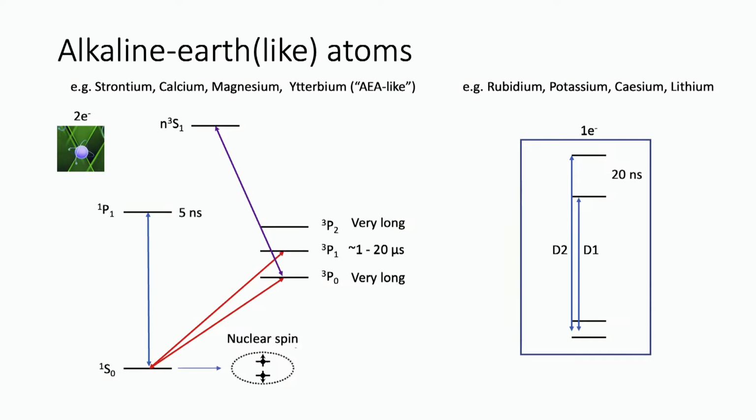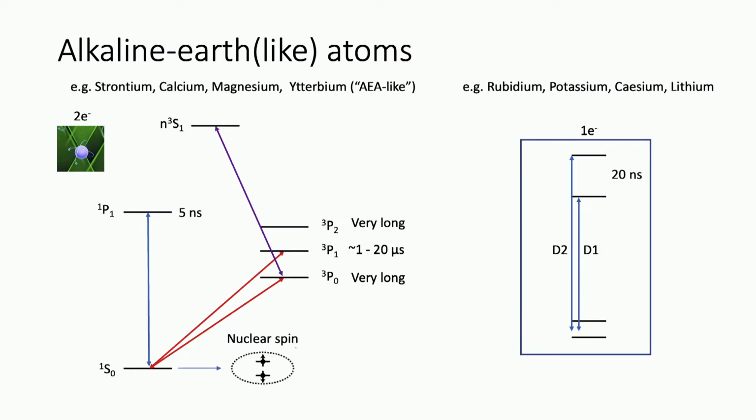Importantly, also, the excited states in the alkaline earths, the low-lying excited states, have a range of different lifetimes and associated transition line widths, which is distinct from what you have typically in an alkali atom, where you really just have the D1 and D2 line with a particular line width associated with it.